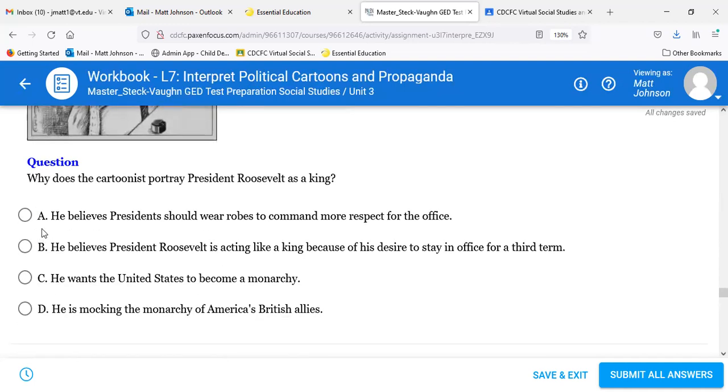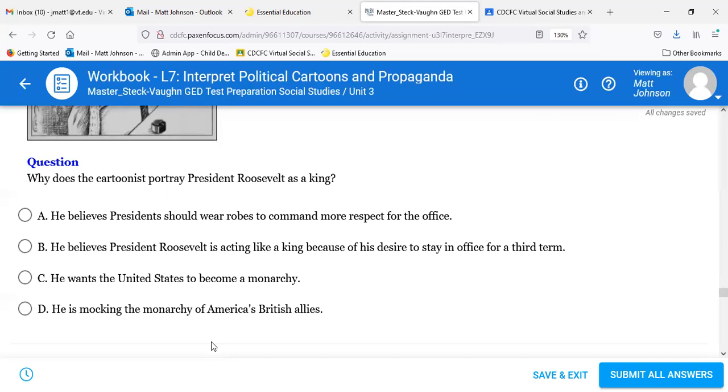Why does the cartoonist portray President Roosevelt as a king? A, he believes presidents should wear robes to command more respect for the office. B, he believes President Roosevelt is acting like a king because of his desire to stay in office for a third term. C, he wants the United States to become a monarchy. Or D, he is mocking the monarchy of America's British allies.